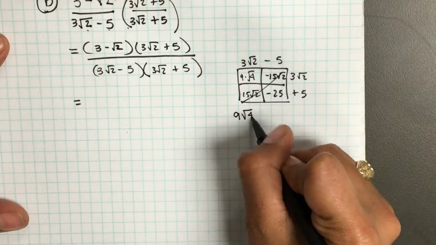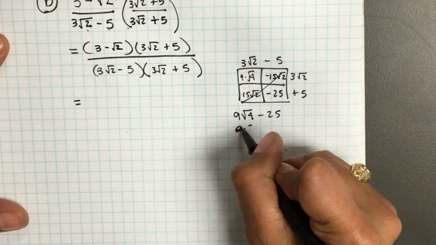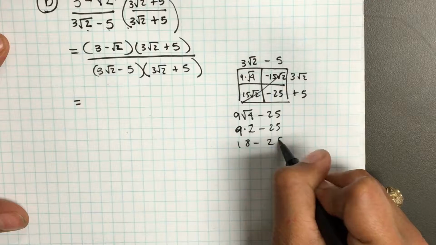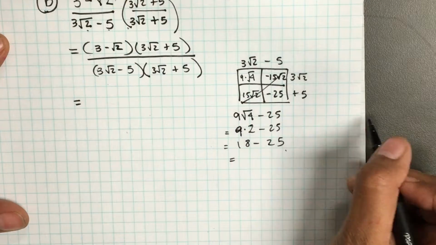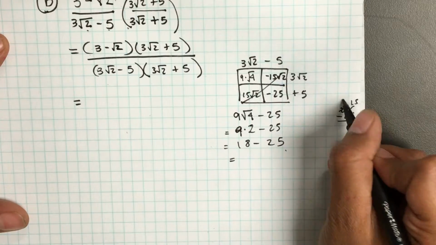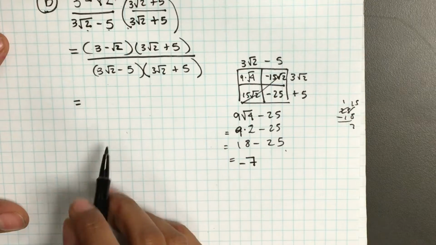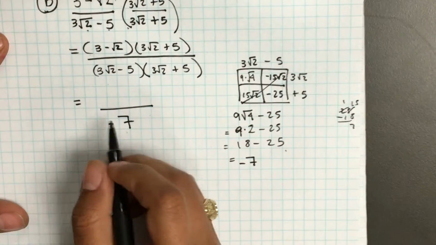We have 9 square root of 4 minus 25. 9 times 2 minus 25. We get 18 minus 25. Okay, and then do this side work on the side. If you're not sure, get a calculator. You get negative 7. Okay, and so that is now our denominator, negative 7.